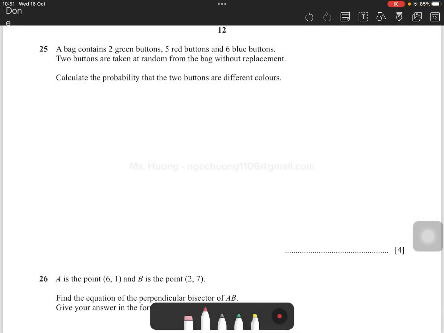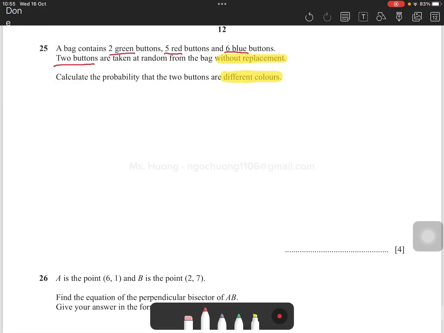Question 25. A bag contains 2 green buttons, 5 red and 6 blue buttons. 2 buttons are taken at random without replacement. This is a very important keyword. Calculate the probability that the 2 buttons are different colors. I will introduce 2 solutions for this question.